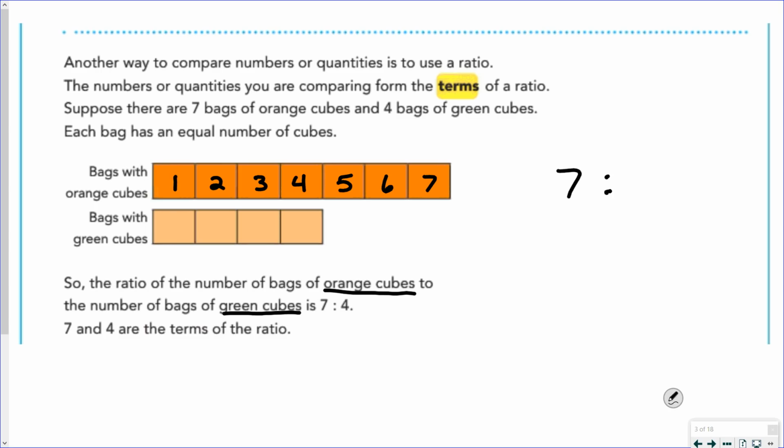And then since green cubes are listed second, we would list that number second. And again, we would need to count 1, 2, 3, 4. And so one way to write the ratio is with the colon, and that would say 7 to 4. Or you take out the colon, you put in the word to, and you would have 7 to 4. And then the third way would be in the form of a fraction, 7 over 4.